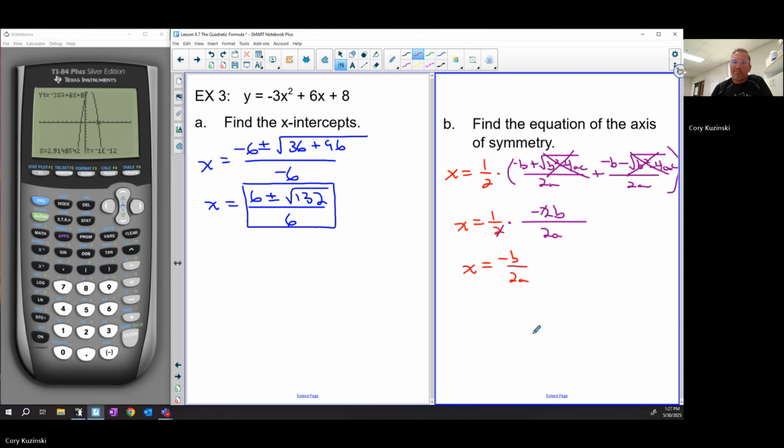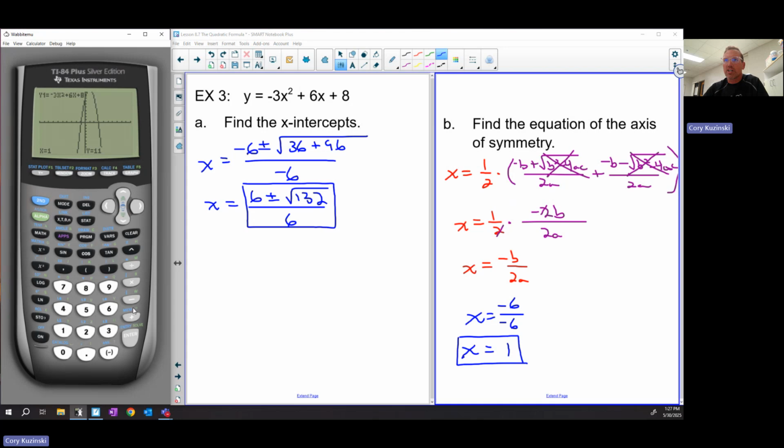So the easiest way to find the axis of symmetry is to just go x equals the opposite of the b value, -6, over 2 times a. 2 times -3 is -6. And -6 divided by -6 is 1. So that is the axis of symmetry. Now that I've shown you this, you can just use this every time. So if I go trace 1, enter, that's right there, halfway between the two roots.